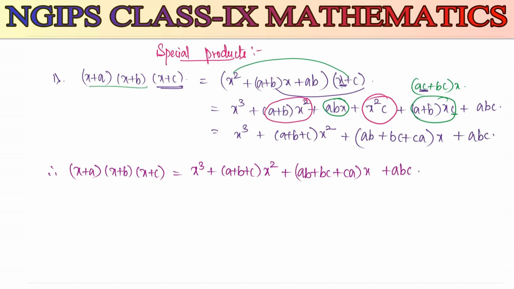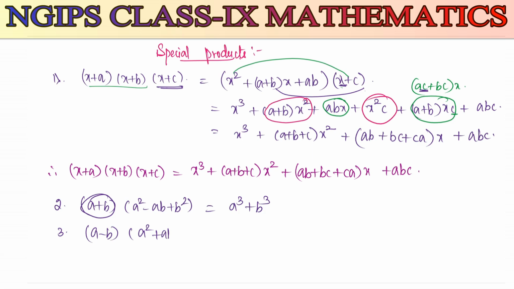The second one we have (a + b)(a² − ab + b²) is equal to, here we have a + b, right? So you will get the terms a³ + b³. So the third identity (a − b)(a² + ab + b²). When you have a minus, just you take a³ − b³. Now you have to remember when it comes plus here it will come minus, when it is minus here it will come plus, the remaining all the terms will be equal.